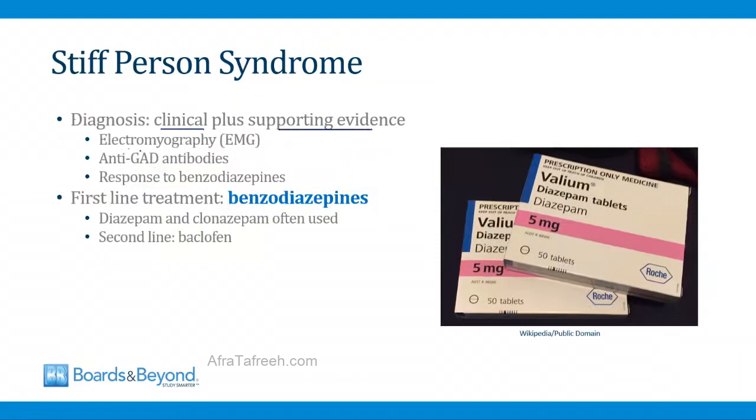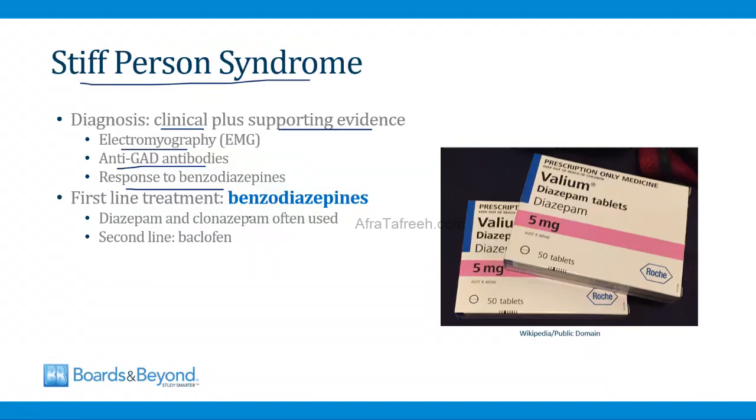The diagnosis is usually based on the clinical features plus supporting evidence. You can perform electromyography or EMG, and there are certain findings consistent with stiff person syndrome. The presence of anti-GAD antibodies suggests stiff person syndrome. And then lastly, this disorder usually responds to benzodiazepines, so if the patient gets better with benzos, that indicates the diagnosis was most likely stiff person syndrome.